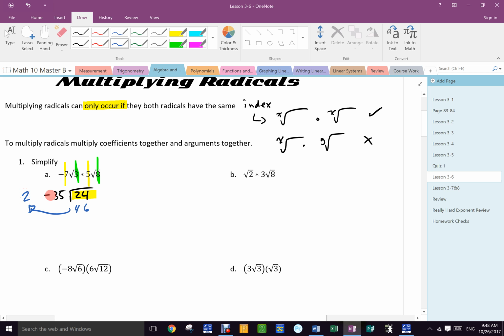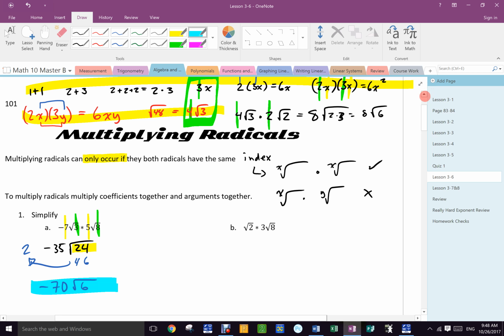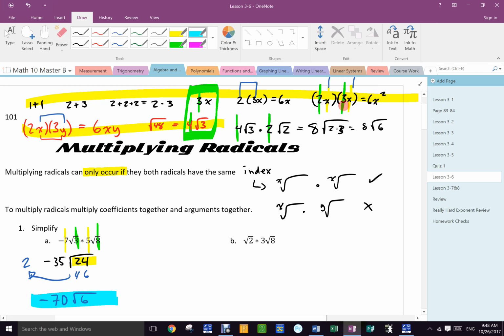So what comes out here? 2. What do all coefficients do? Multiply. So what do I get? What's 2 times 35? 70, with a negative. And what did I leave under there? 6. Does everybody see? It's nothing new, is it? It's actually exactly what you were taught in the 9th grade here, isn't it? Except instead of an x, we have a square root.